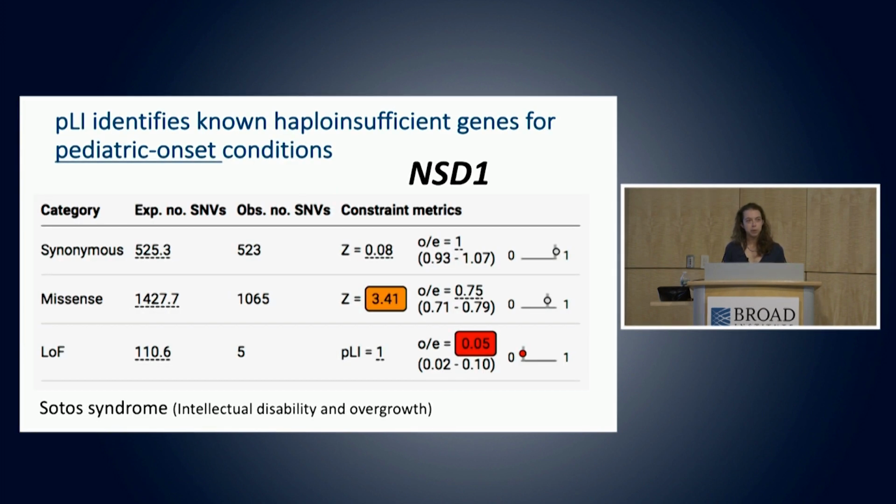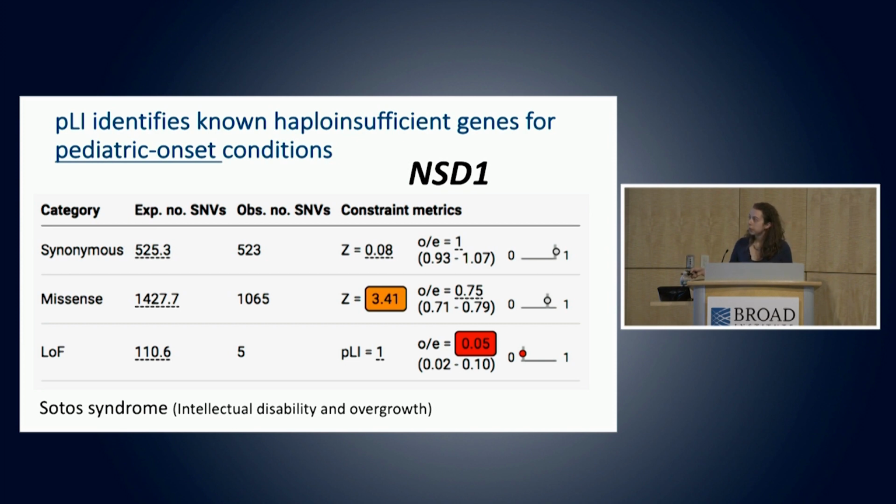There's a whole complicated mathematical model to back all of that up that determines these numbers, but I'm going to skip ahead for the sake of time and tell you that on every gnomAD page, we have this gene table that tells you for this gene, and I'm using NSD1 as the example here, which is a gene that causes Sotos syndrome with its intellectual disability and overgrowth when you have haploinsufficiency or loss of function of one copy of this gene. And so what we have here is the number of synonymous variants expected, 525. We see basically exactly that, 523. So the observed over expected synonymous variants is 1 with the confidence interval here.